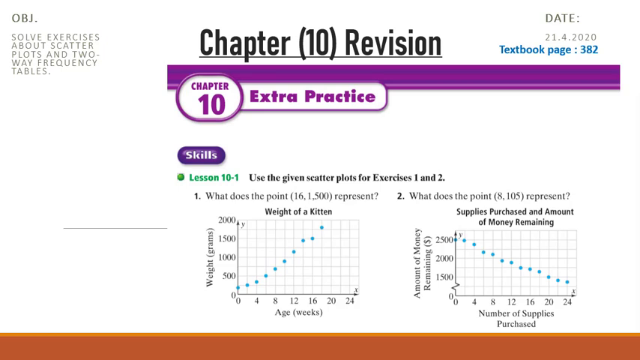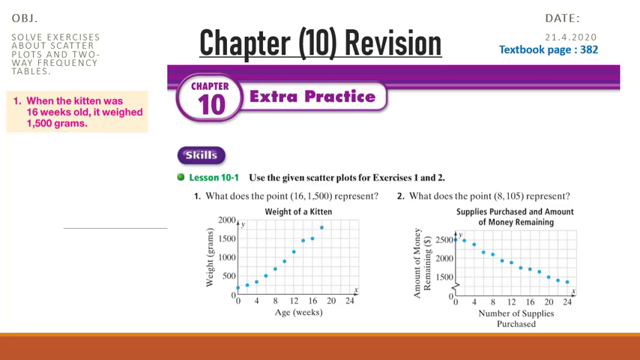Okay, Saad. That's 16 and 1500. This point, yes. 16 what? 16 weeks. 16 weeks is the age of the kitten, and 1,500 grams is the weight of the kitten. So when the kitten was 16 weeks old, it weighed 1500 grams.